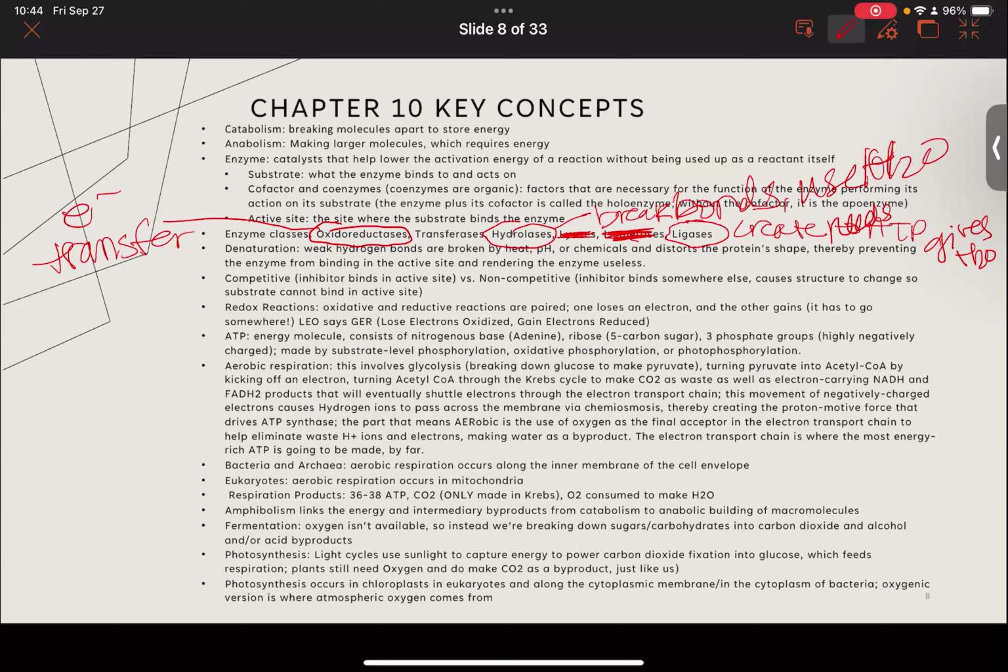ATP is our energy molecule. We should know about this one by now. The phosphates are pushing each other apart and holding the energy because they're being forced to be bonded together. Aerobic respiration involves 3 major steps: glycolysis, Krebs, and the electron transport chain.